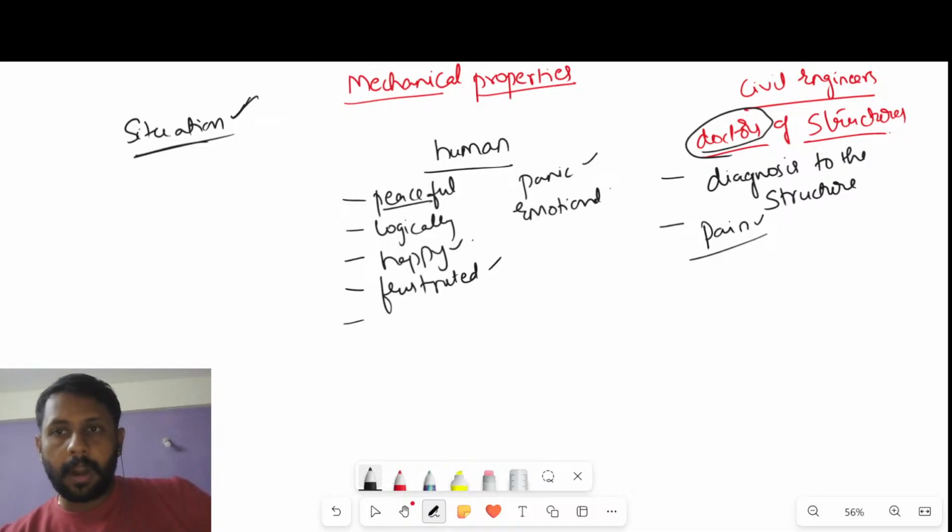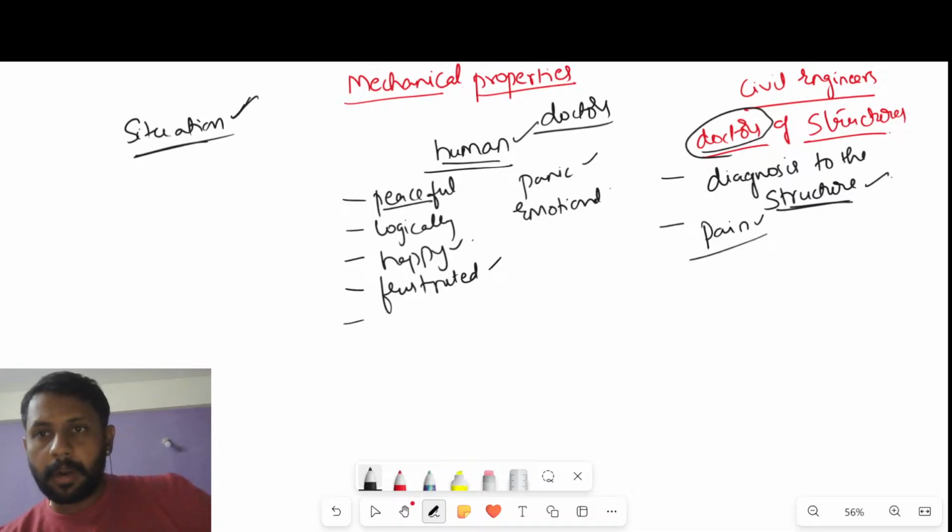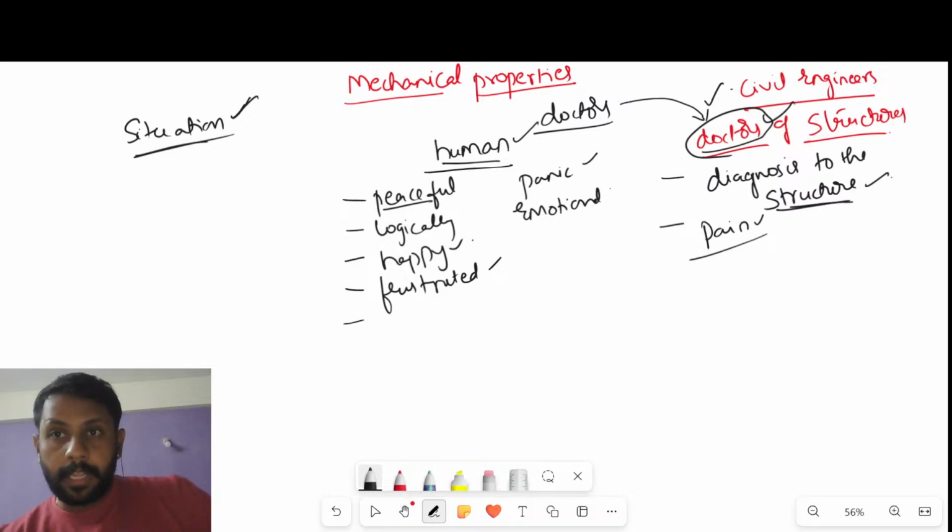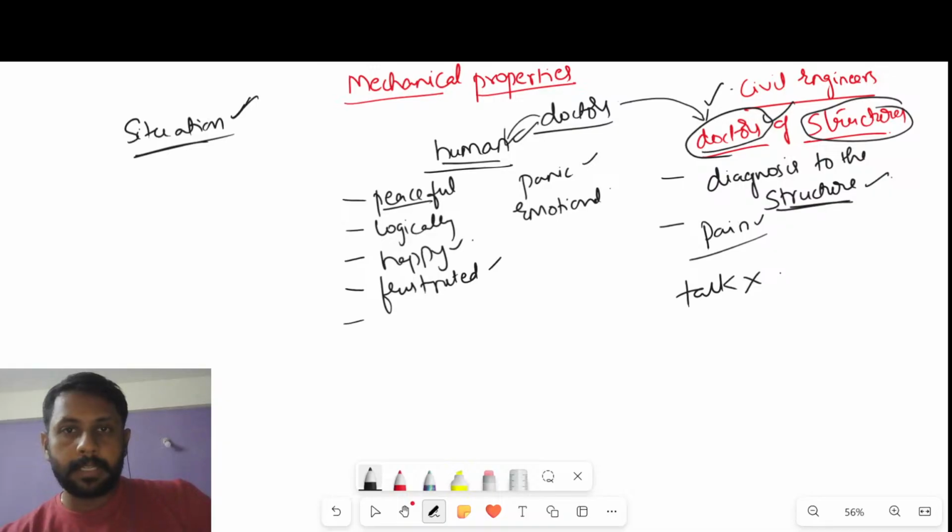Similarly, now let us come to the structure. Because I am relating a human and a structure, the doctors of humans are the real doctors, right? But we are also termed doctors of structures. I guess our profession is a little better, because we are dealing with somebody who cannot talk, the structure cannot talk, whereas doctors are dealing with humans who can talk.